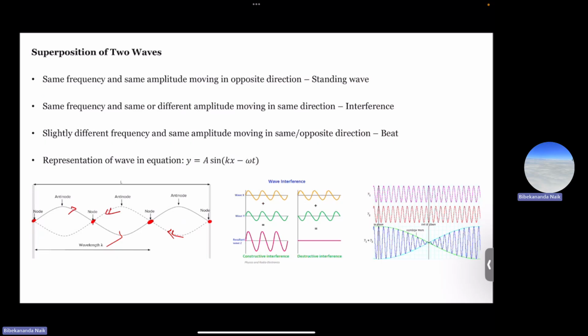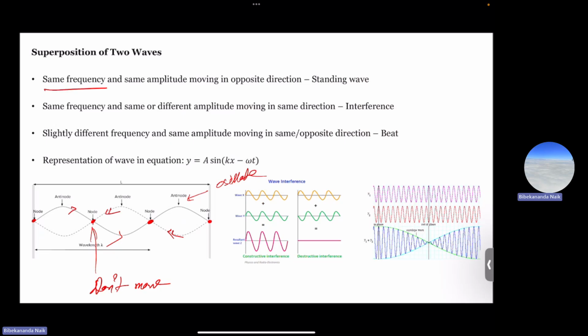The point where the minimum of the two waves matches is called a node, and for the maximum it is called an antinode. So why is it called a standing wave? Because it looks stationary. The points that don't move are called nodes. And an antinode is a point which oscillates with maximum amplitude.